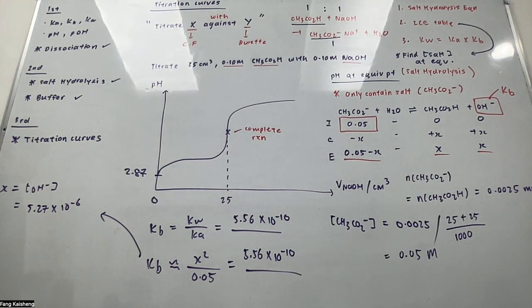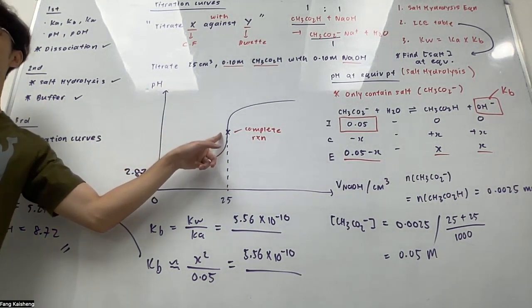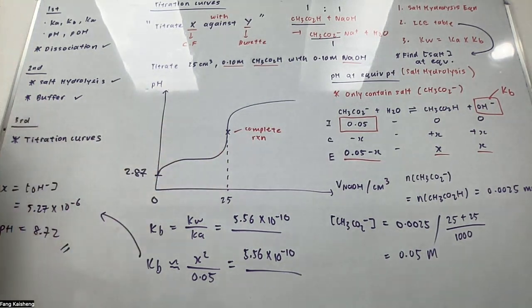Okay, all good? All right. Okay, so what's the final answer? 8.7. Okay, good. Go and find POH first, then go and find pH. Very tedious, as you can see. Right, that's for salt hydrolysis. Every time they ask you to calculate pH at equivalence point, okay, it's not as easy as this.